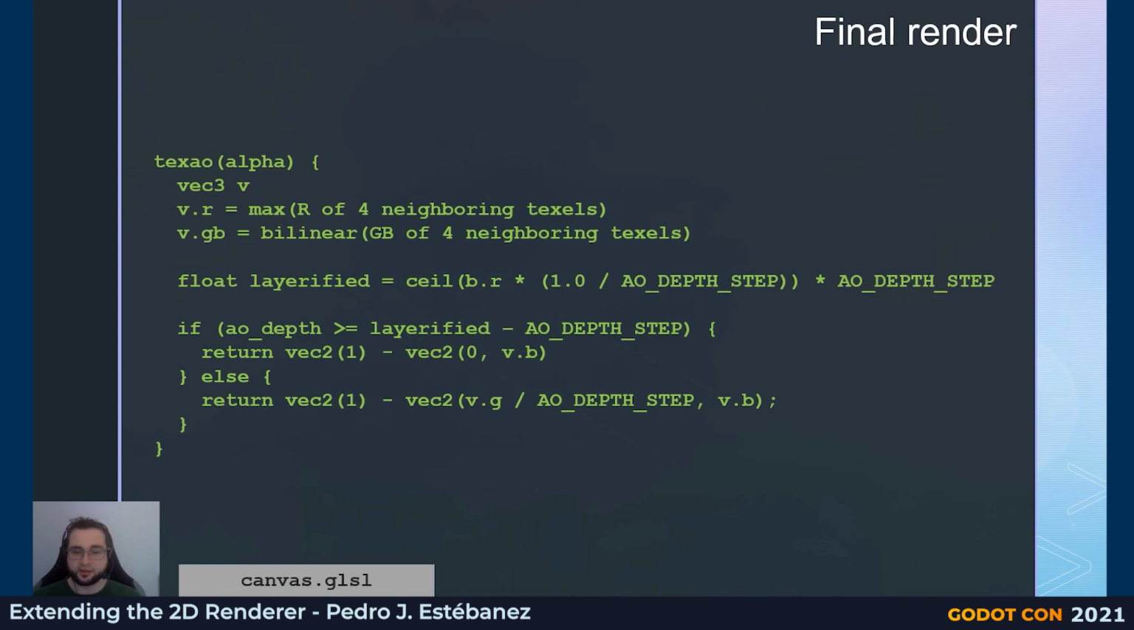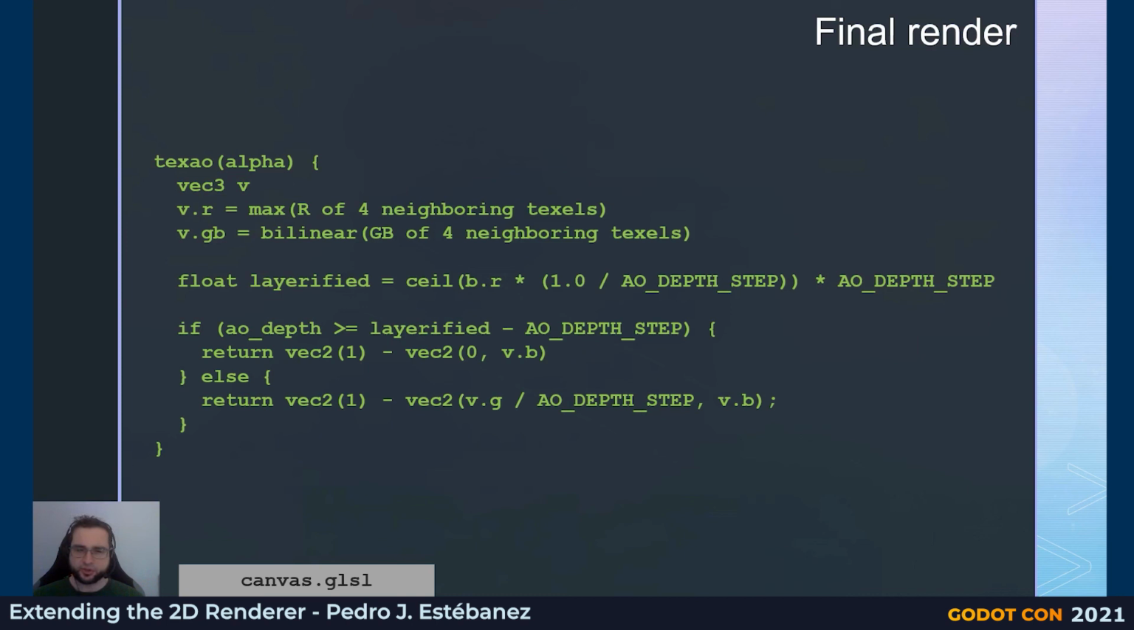It takes the alpha of the current pixels as an input, and then it gets some color. Its R component is the maximum of the R of the four neighboring texels, because when you are sampling from a texture at a UV coordinate, you are targeting not just a single texel, but also its three closest neighbors. You'll see this more clearly when we talk about the green and blue components, which are a bilinear interpolated value from the green and blue of those same texels. This is just what a standard bilinear filter does. But notice that once again, we are getting the maximum R component to keep, all the time, a notion of what's the topmost AO layer.